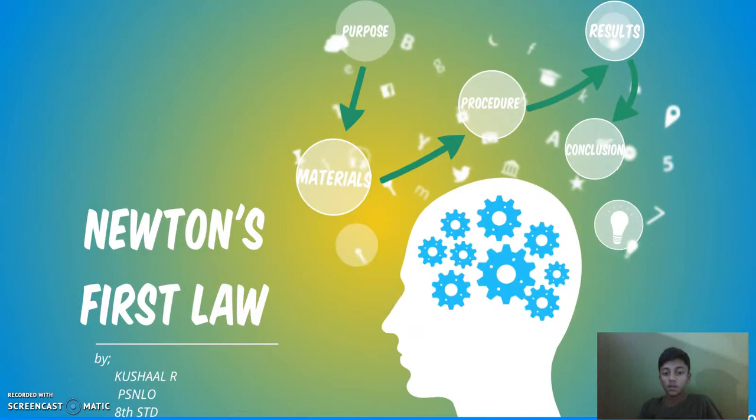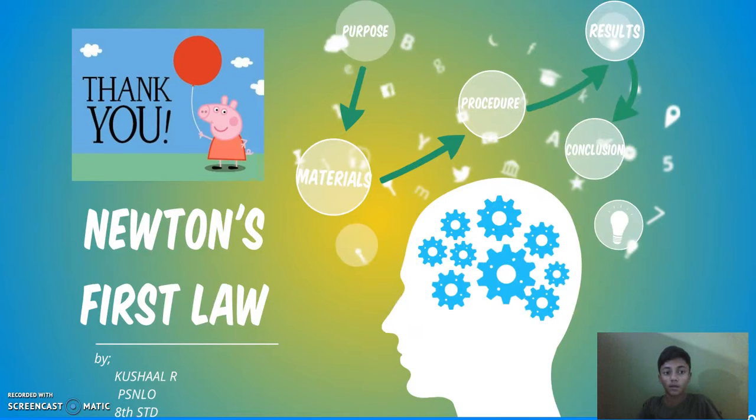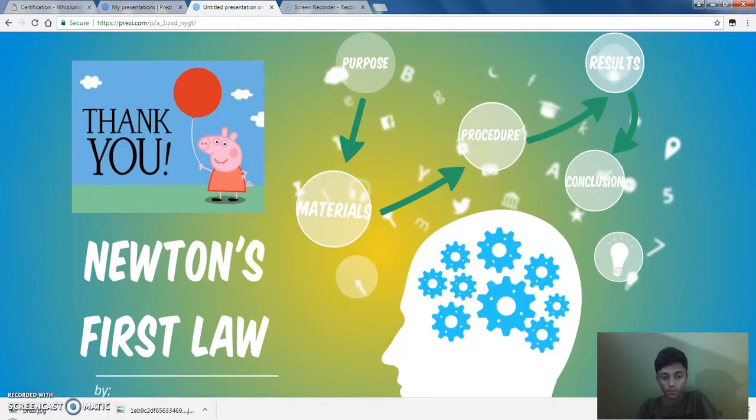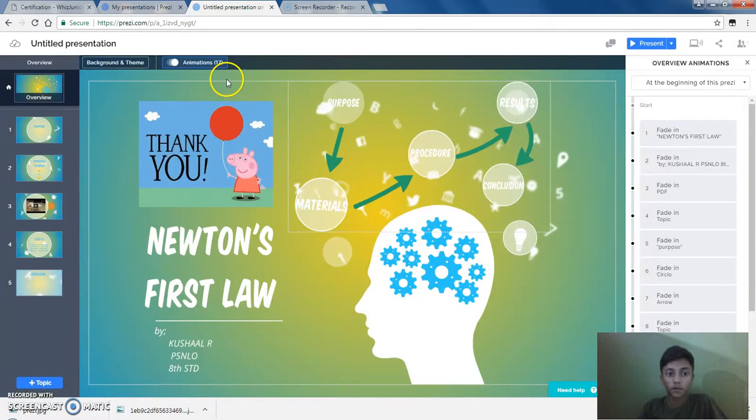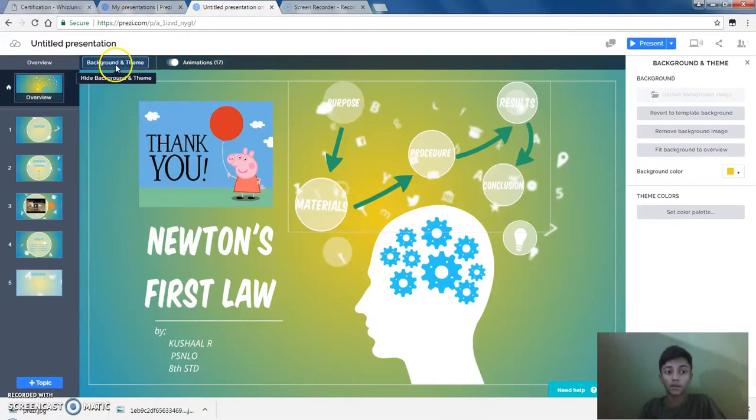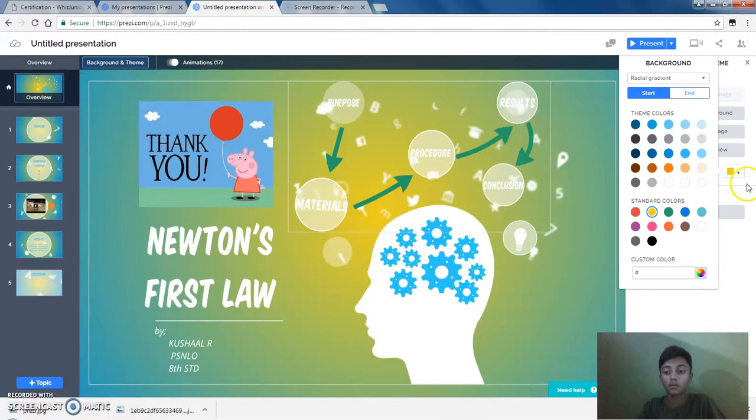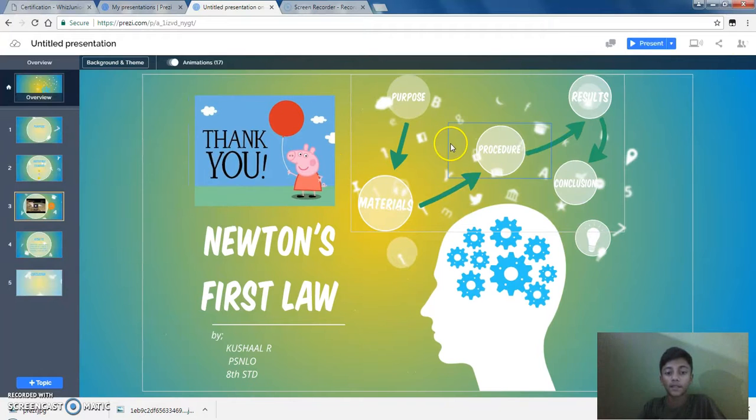So this was my presentation. Now I'll tell how I did my presentation. The first was the template. I chose this template because I thought it was suitable for my presentation. Then I went to background and theme and changed the background color. If you want, you can change to any color. Then the next thing was the title. I gave it as Newton's first law.